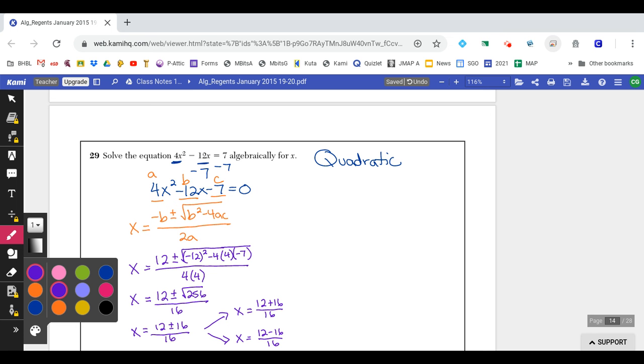If I add 12 and 16, divide that by 16, I get 1.75. If I subtract, I end up with negative 0.25.